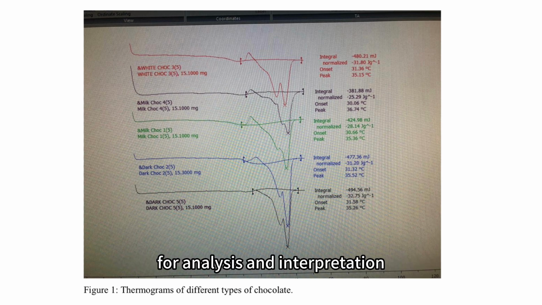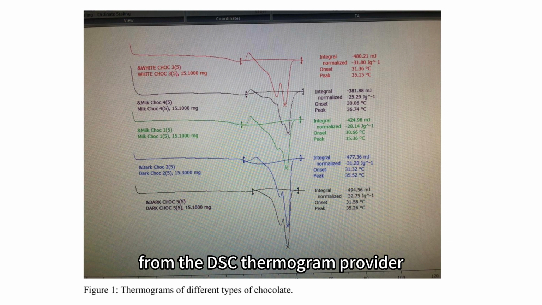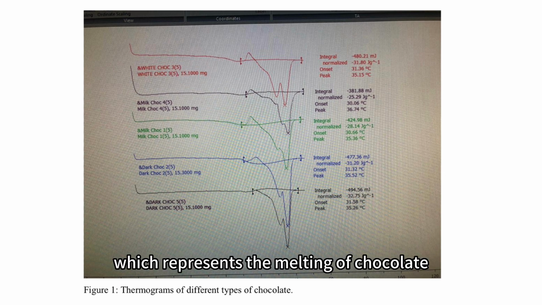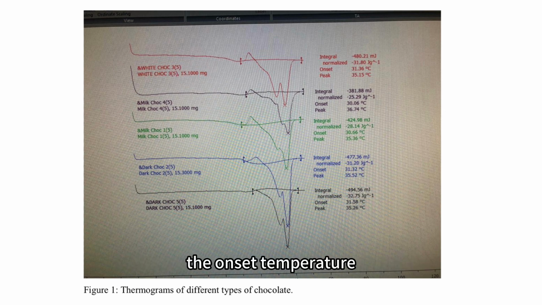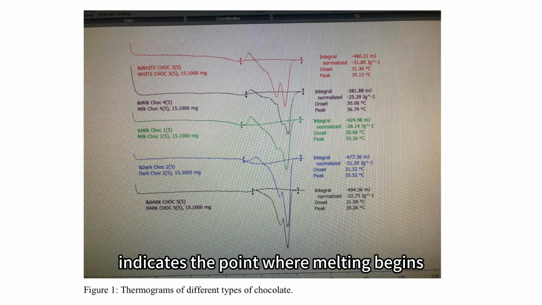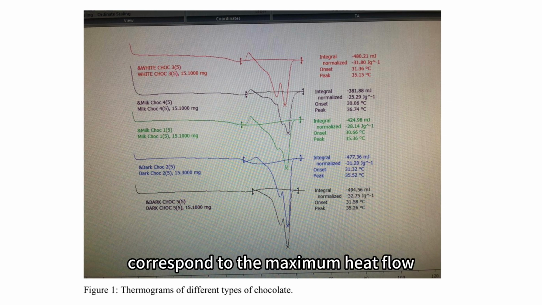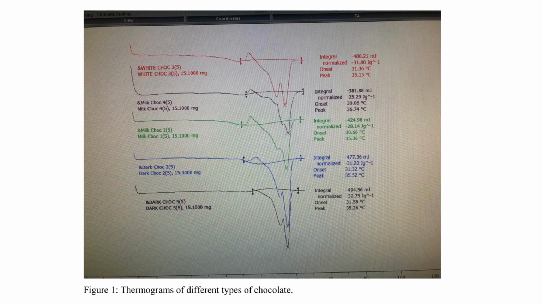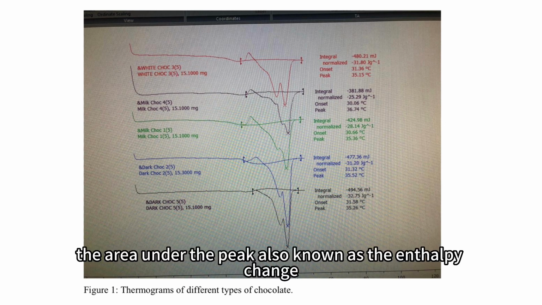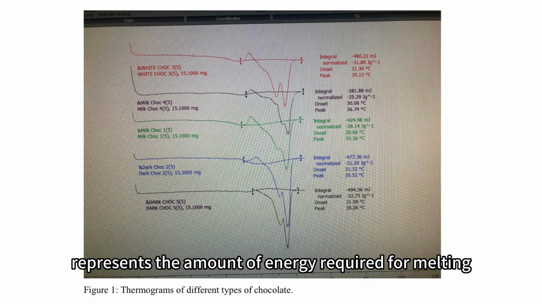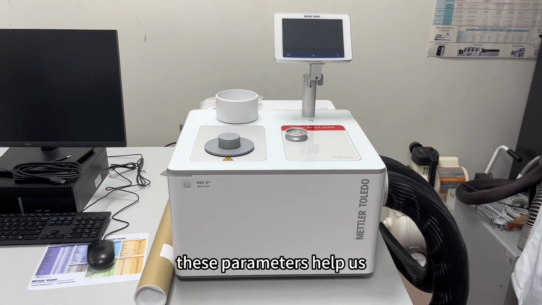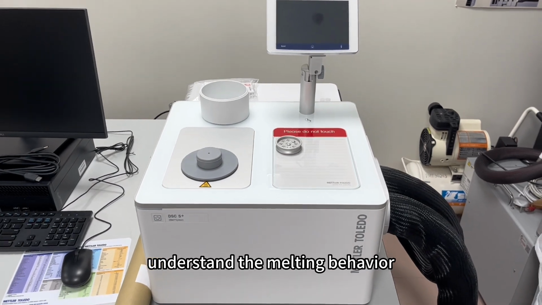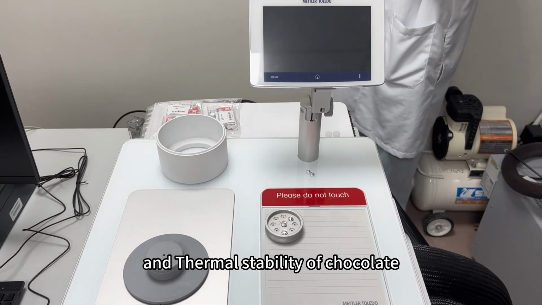and interpretation. From the DSC thermogram provided, we observe an endothermic peak, which represents the melting of chocolate. The onset temperature indicates the point where melting begins. The peak temperature corresponds to the maximum heat flow during the melting process. The area under the peak, also known as the enthalpy change, represents the amount of energy required for melting. These parameters help us understand the melting behavior and thermal stability of chocolate.